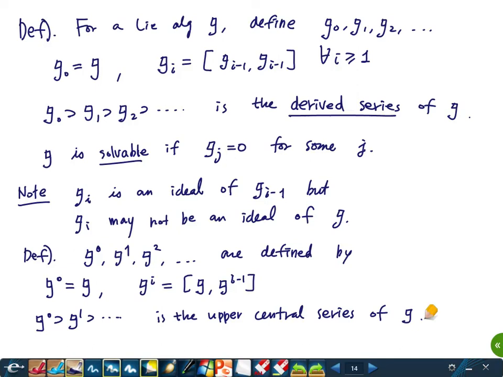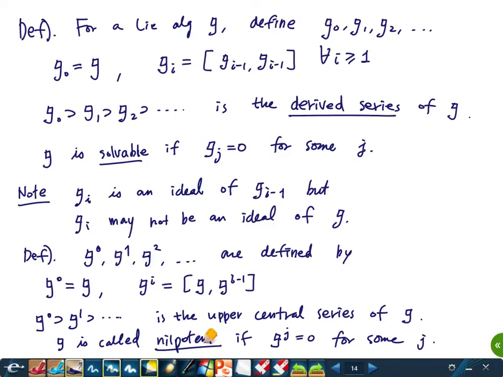And G is called nilpotent if eventually this series becomes zero. G^j equals zero for some j. And there's a relation between these two: one is stronger than the other. Okay, let's see this proposition.